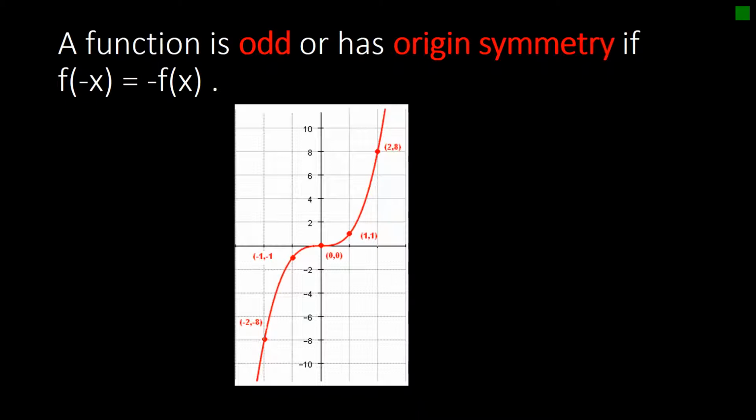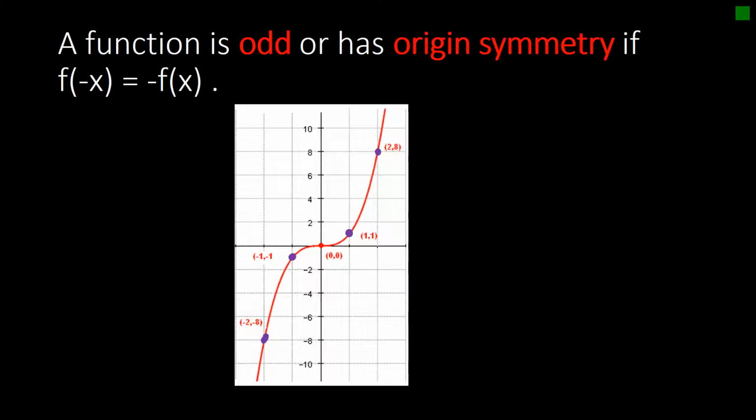So, a function is odd, or it has origin symmetry, if you replace x with negative x in the original f of x function and you get the negative of that whole function back, then you can say that you have an odd function, or it has origin symmetry. So if you look here, if 1, 1 is on the graph, then negative 1, negative 1 is on the graph. If 2, 8 is on the graph, then negative 2, negative 8 is on the graph.